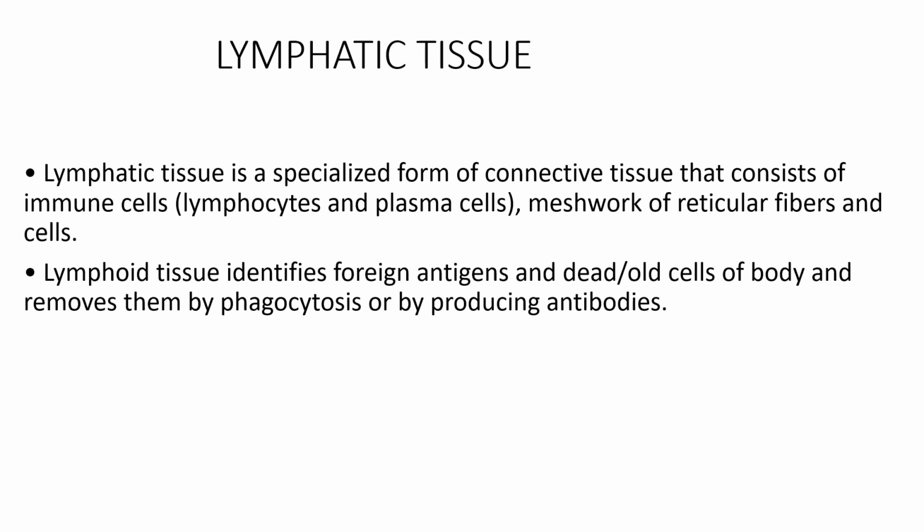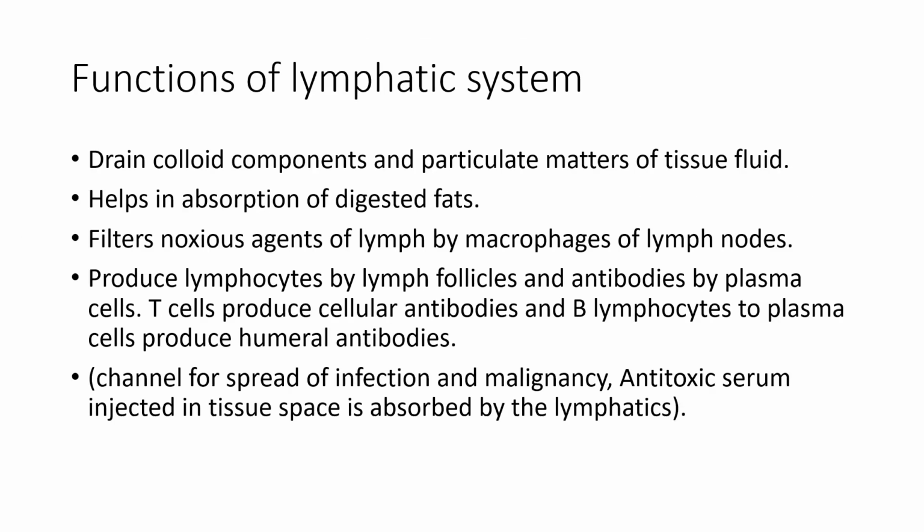And lymphoid tissue identifies foreign antigens, then the dead or old cells of the body, and it removes them by phagocytosis or by producing antibodies. Functions of the lymphatic system are: it drains the large particulate matter and colloid component, then it absorbs the digested fats, it filters toxic agents with the help of lymph nodes.